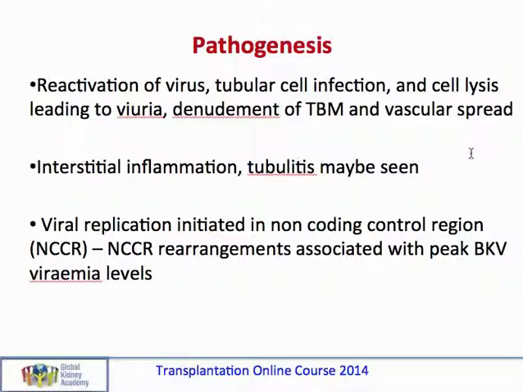Quite often you'll see interstitial inflammation and tubulitis, which is very difficult to differentiate from rejection sometimes. What's been noted is that viral replication is initiated in the non-coding control region, and if you have NCCR rearrangements, that's associated with higher levels of BK viremia.